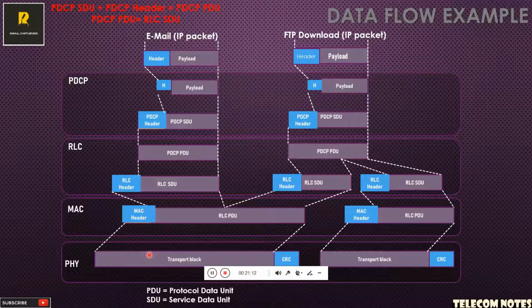In the physical channel, it will be treated like a transparent block, and we will add a 24-bit cyclic redundancy check.